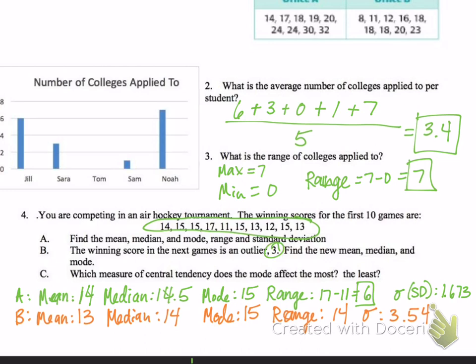Yes. You add another data point. So let's say I have another winning game, and then now I have 11 games. So then I'm putting 3 as another data point. It's like adding a new student. I have another test grade to factor in.